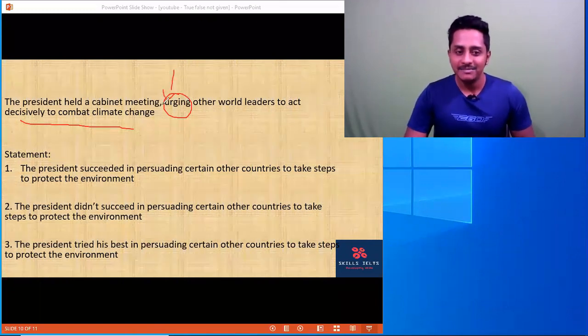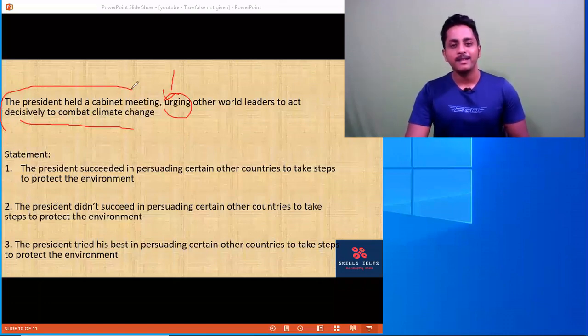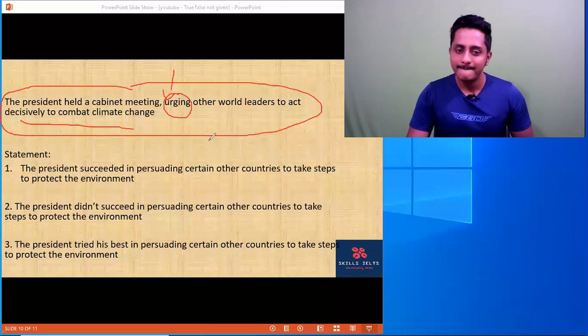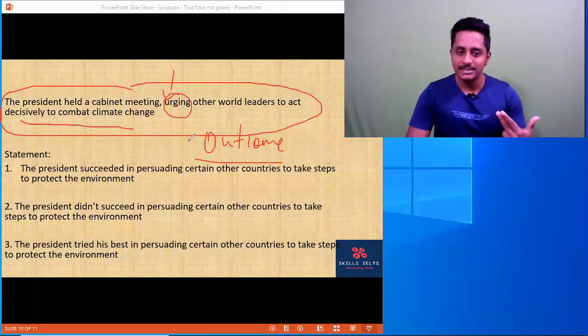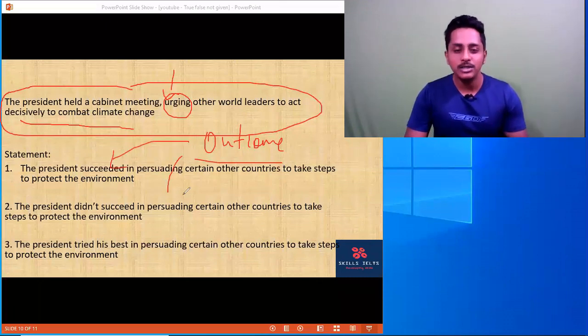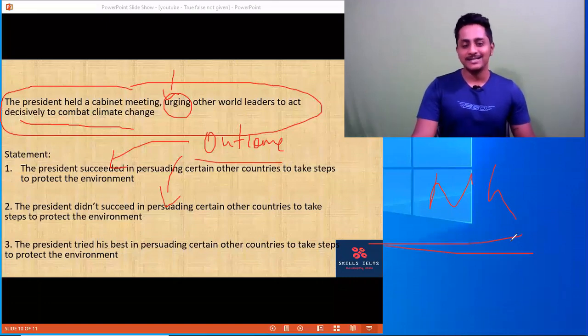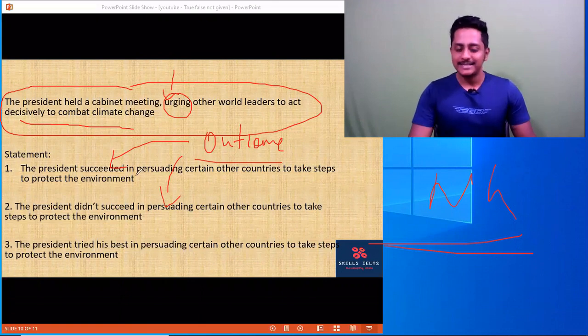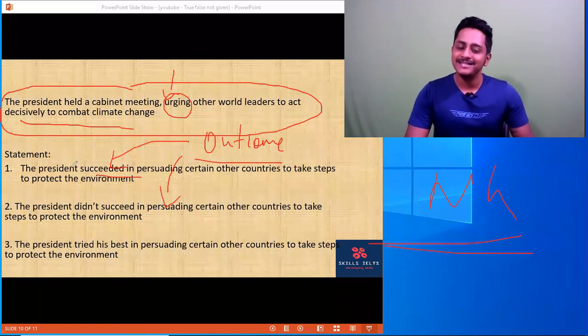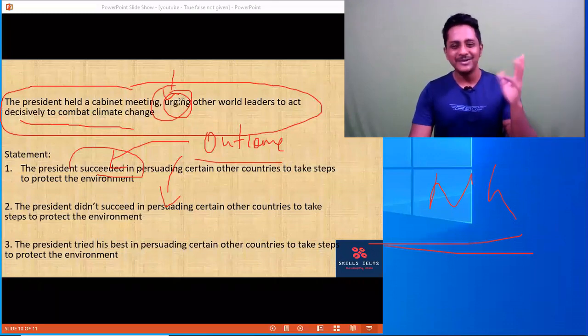That is urging. That means, in the paragraph, have they talked about the outcome of it? I hope you people are saying no. They haven't talked about the outcome. And if the statements here are talking about the outcome, straight away the answer is not given, because you cannot answer this question with true or false out of the blue, isn't it? The president succeeded. Oh man, where is it written? He urged, but did the others follow? Some will say, no, I don't follow.